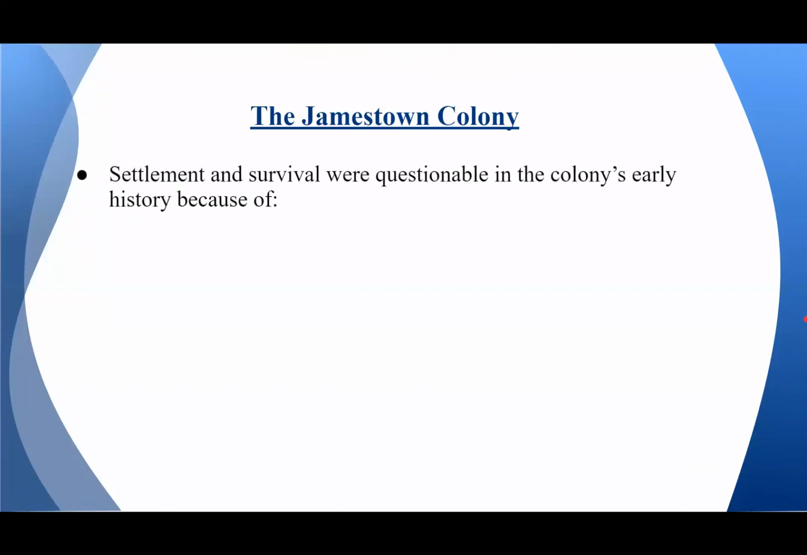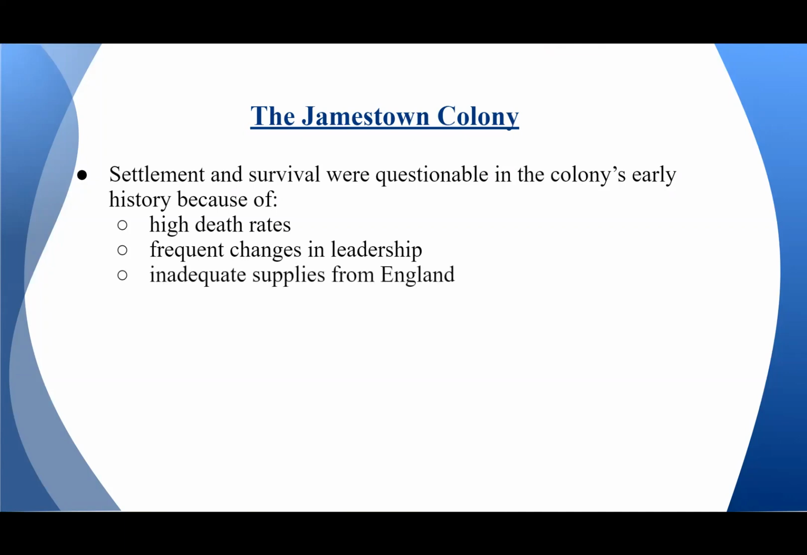And so the Jamestown colony, its survival was pretty questionable in the beginning. So for one thing, they had high death rates, going back again to the problem with the mosquitoes and the malaria. That's going to cause a lot of death, as well as the fact that there were frequent changes in leadership. So there was no stability in who was leading the Jamestown colony. And they had inadequate supplies from England, but more and more people just kept coming after the initial settlers started the colony in 1607, but they didn't bring enough supplies and equipment and things like that with them.